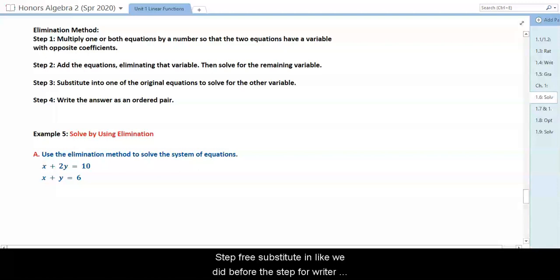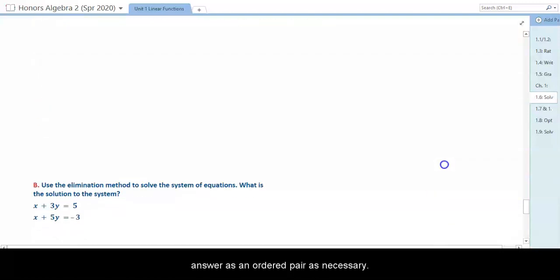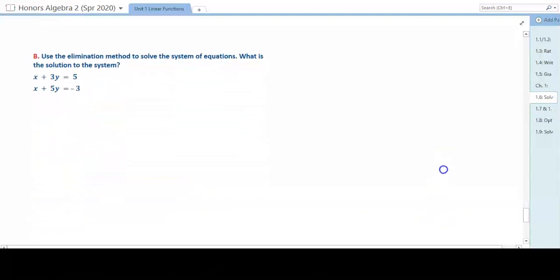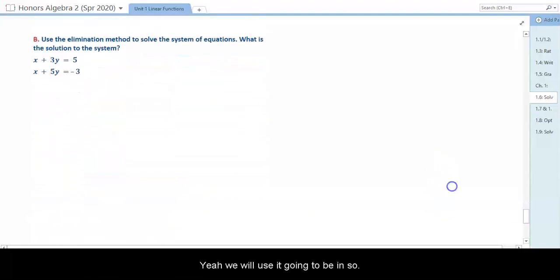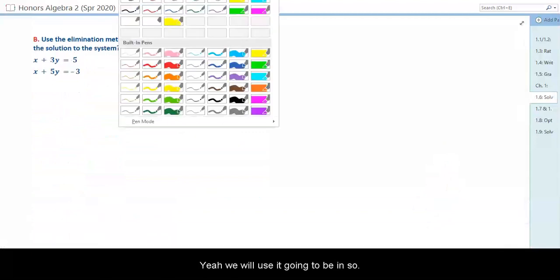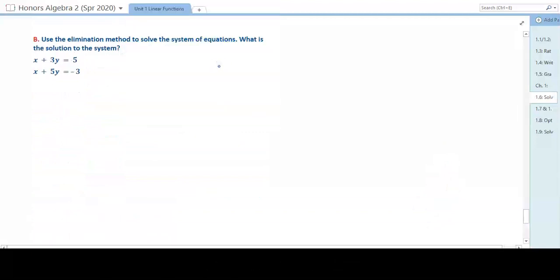Step three, substitute in like we did before. And then step four, write our answer as an ordered pair as necessary. So I'm actually going to use example B because that one's a little bit more interesting of a problem. And so with elimination here, we want the variables to be the same, right? So I've got x plus 3y is equal to 5, x plus 5y equals negative 3.